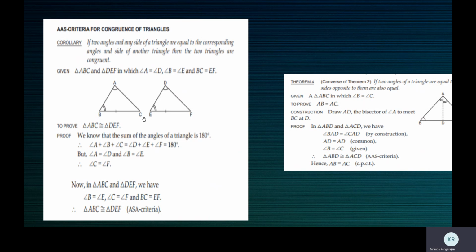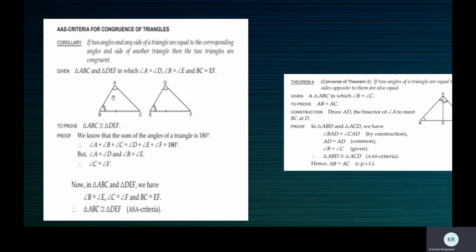So we take up two triangles ABC and DEF. What is given? Two angles and any side of one triangle are equal to two angles and the corresponding side of the other triangle. So see, these are the two angles of triangle ABC equal to these two angles respectively of triangle DEF. Angle A is equal to angle D. Angle B is equal to angle E. And any other side. See here, AB and DE are the included sides. These two angles include the side AB. These two angles include the side DE.